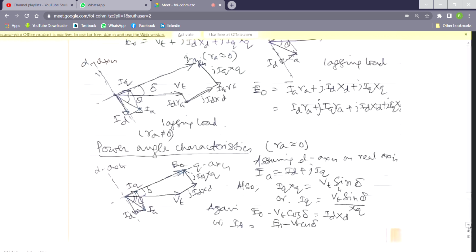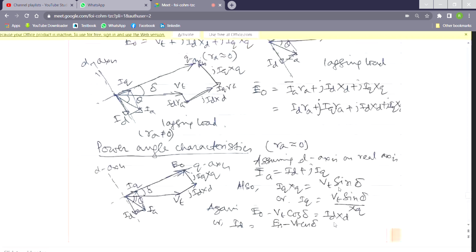So, now, from this phasor diagram, I can give you IA as ID plus JIQ, where we have taken the D axis as the reference axis, right? ID plus JIQ. And then, considering this phasor diagram, IQXQ will be VT sin delta, right? And from here, you can then get IQ. IQ is VT sin delta by XQ. Similarly, VT cos delta plus IDXD will give you E0. And then ID from here, you can derive as E0 minus VT cos delta by XD.